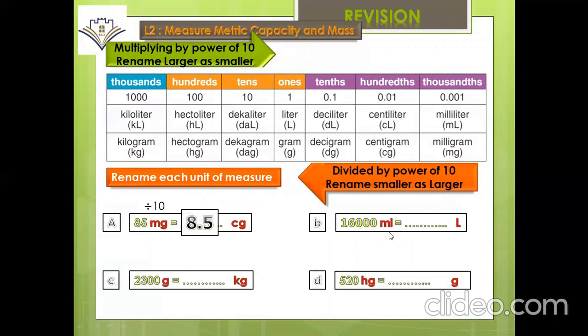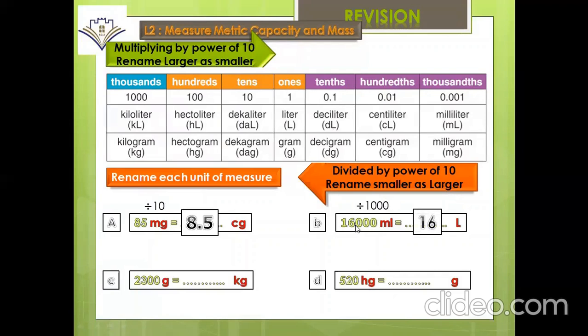Letter B. 16,000 milliliter equal dots liter. Where is milliliter? Where is the liter? Is it rename larger as smaller or rename smaller as larger? Smaller as larger. Then divided by, look at me, 1, 2, 3. Three 0s means 1,000, divided by 1,000. 16,000 divided by 1,000 moves the decimal point 3 places. 1, 2, 3. Then the point is here, 16 liter.